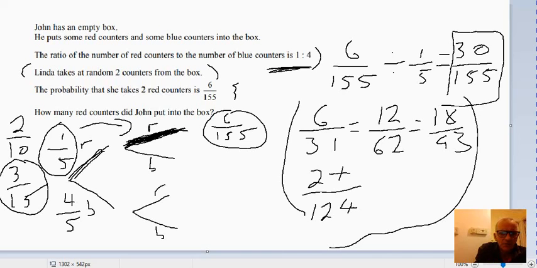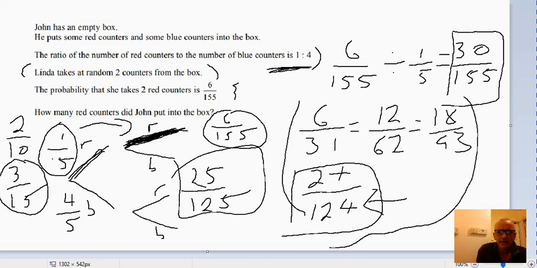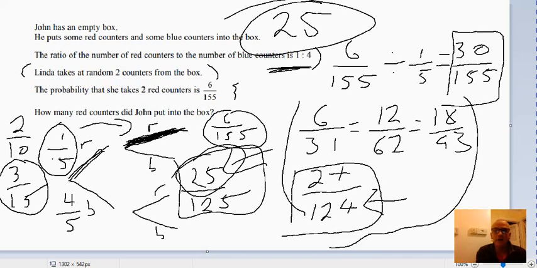So if I keep exploring, I don't know about you, but my eye's getting drawn to this one, and it's because of that 124, because 124 is one less than a multiple of 5. Let's try it. How could I write this one over here? I could write it as 25 over 125. Yes, it works. So how many red counters did John put in the box? He put in 25. So the answer to our problem of the week is 25.